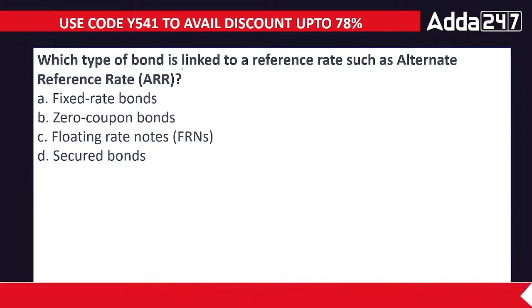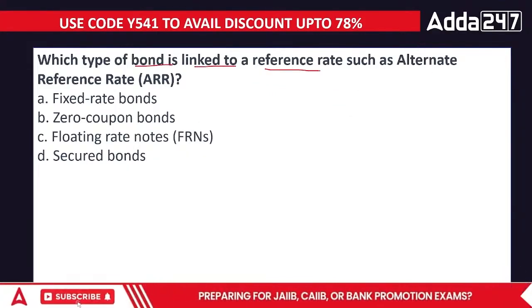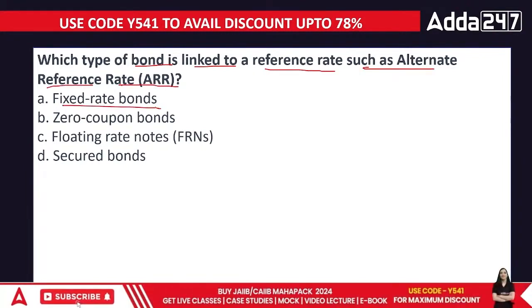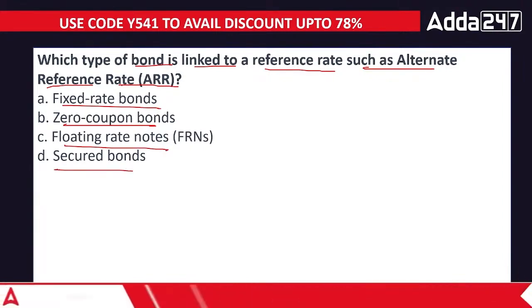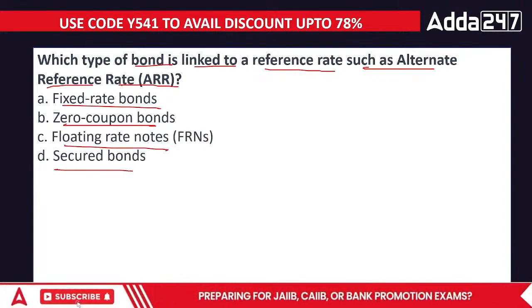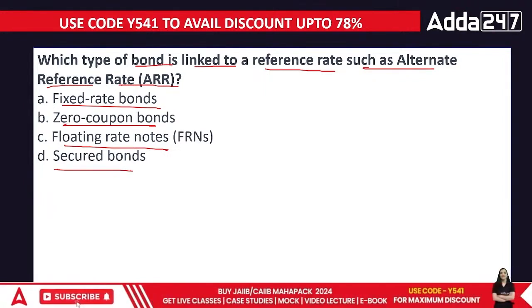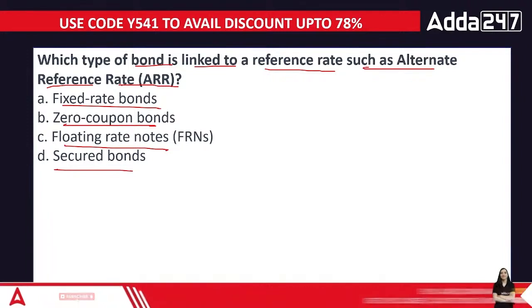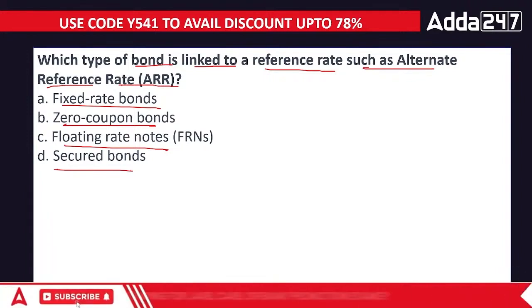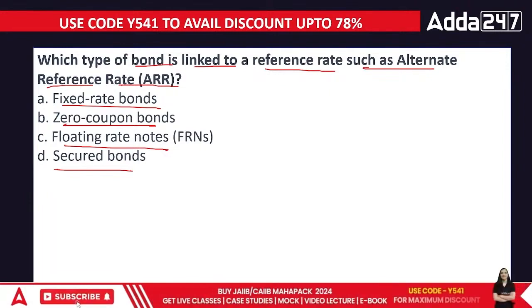Next point. Which type of bond is linked to the reference rate, such as alternate reference rate? Fixed rate bonds, zero coupon, floating, or secured. Let's talk about each and every bond as well. Now, fixed rate bonds have a specific rate of interest which is already defined, right? Then the next point is, if this is already determined, what's the next point that we need?